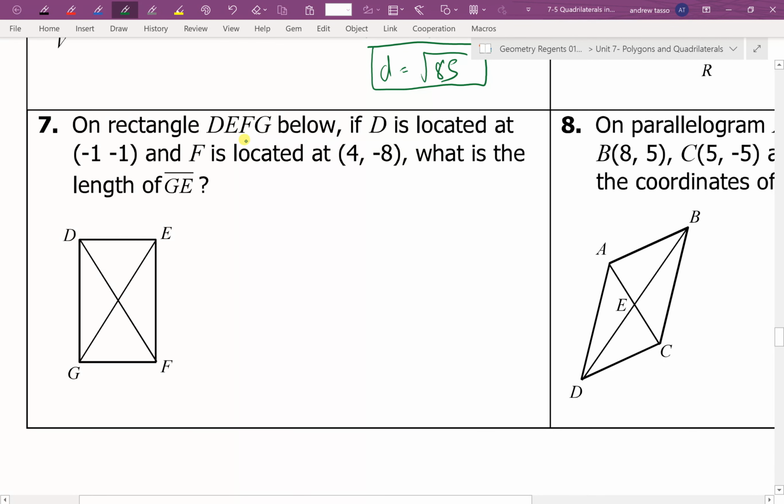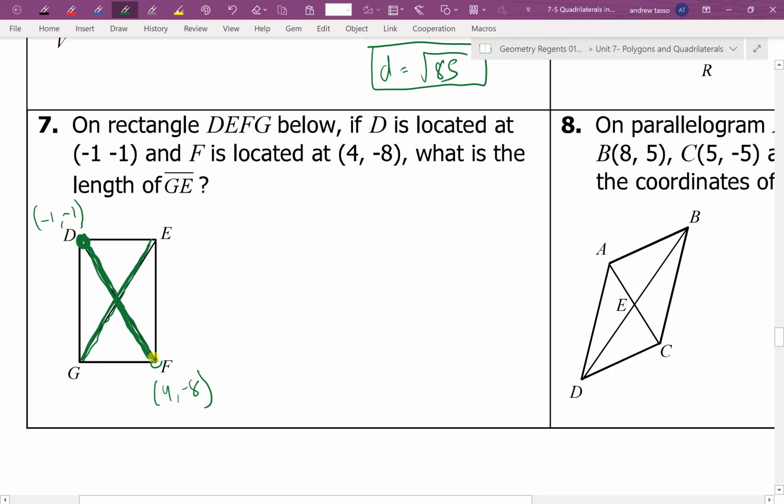All right, on rectangle DEFG below, if D is located at (-1, -1) and F is located at (4, -8), what is the length of GE? So what we have to realize here is that since this is a rectangle, we know the diagonals must be equal in length, right? So to find the length of GE, I could simply find the length of DF.